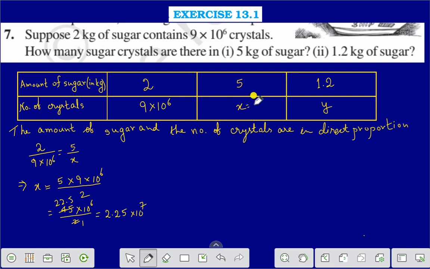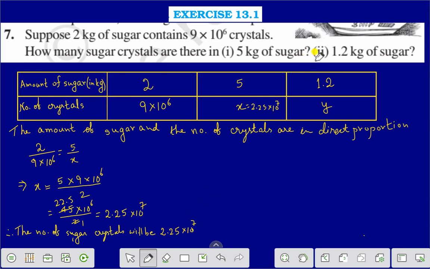Right? Therefore, the value of x is equal to 2.25 into 10 to the power 7. Therefore, we can write that the number of sugar crystals will be 2.25 into 10 to the power 7.